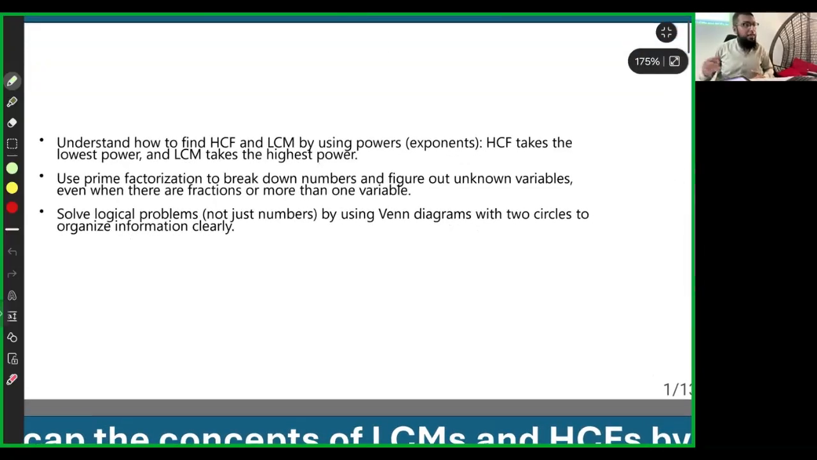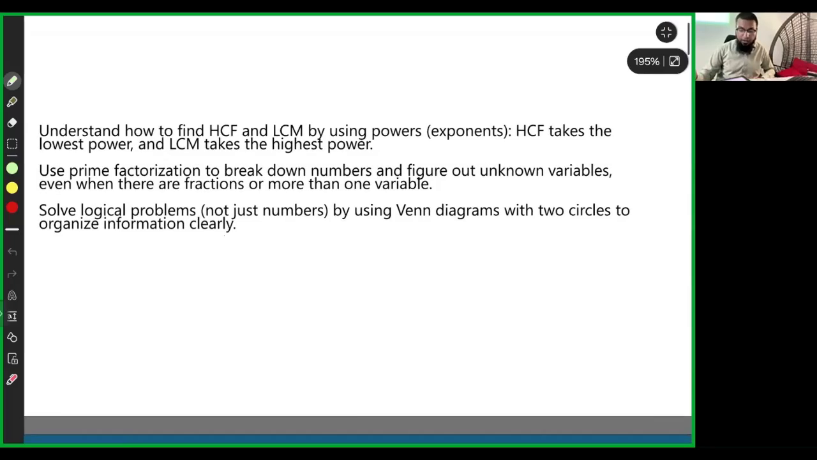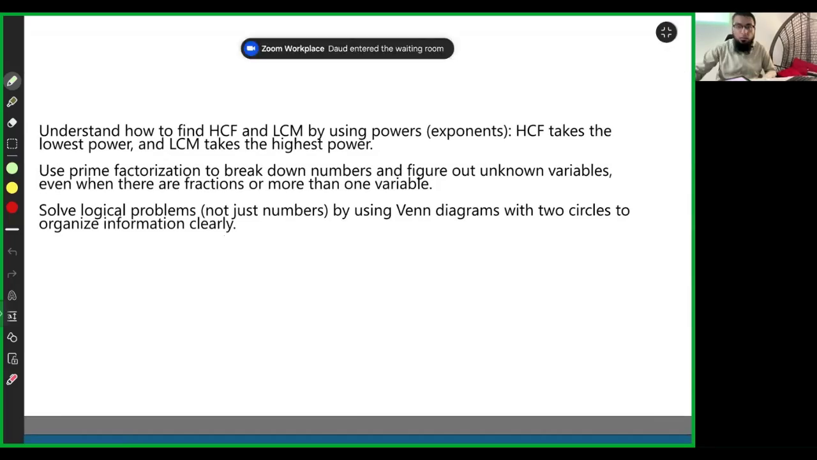Anyone who can read these lesson objectives we're having today? How to find HCF and LCM by using powers, exponents. HCF takes the lowest power and LCM takes the highest power. Use prime factorization to break down numbers and figure out even when there are more than one variable. Solve logical problems or just numbers by using a diagram.